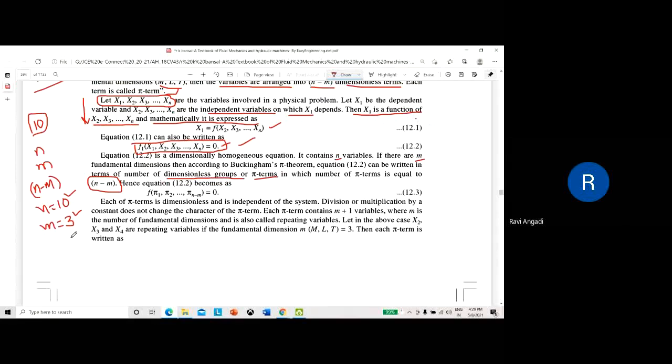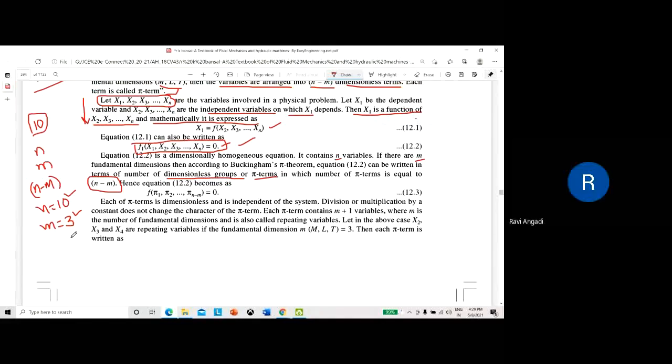Those 7 groups are called what? Pi terms. That is the Buckingham Pi method. Means before solving the problem, you are getting a solution. In Rayleigh's method, do you get in advance how many dimensionless groups are forming?